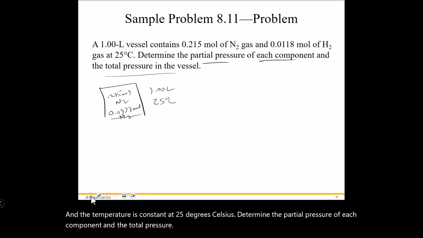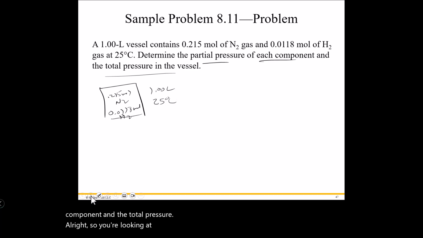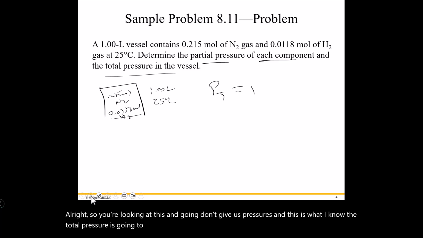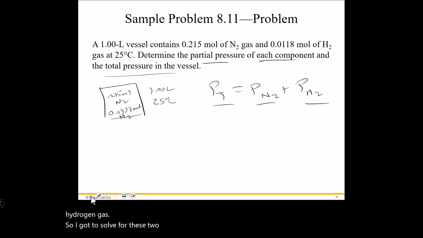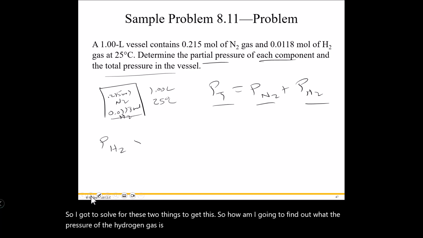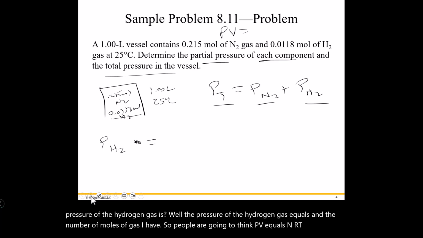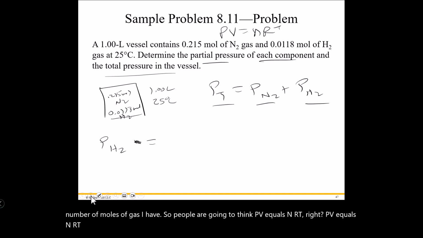All right, so you're looking at this and going, well, they don't give us pressures. And this is what I know. The total pressure is going to equal the pressure of the nitrogen gas plus the pressure of the hydrogen gas. So I've got to solve for these two things to get this. So how am I going to find out what the pressure of the hydrogen gas is? Well, the pressure of the hydrogen gas equals N, the number of moles of gas I have. So we're going to think PV equals nRT, right? PV equals nRT. We're going to solve for P.